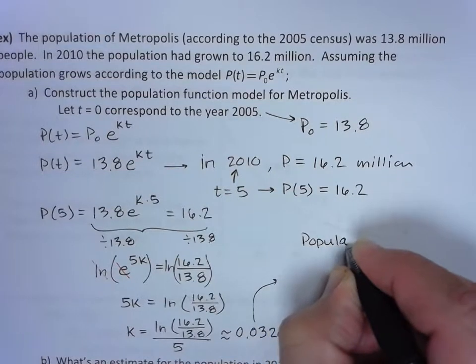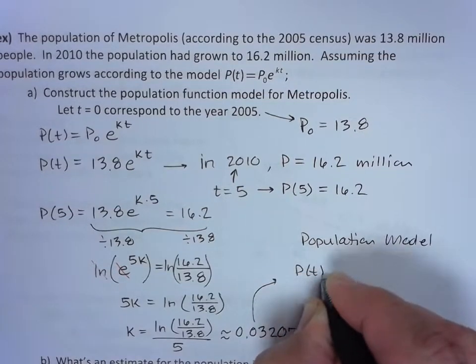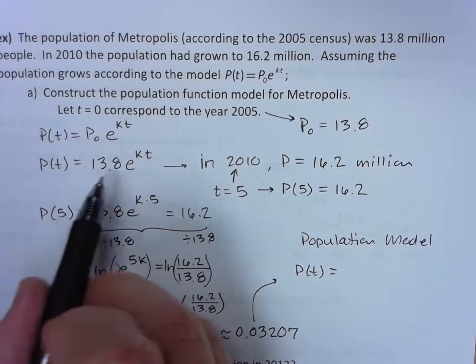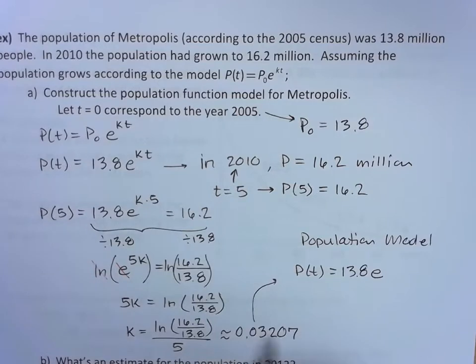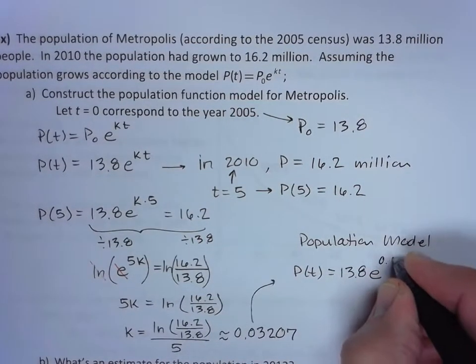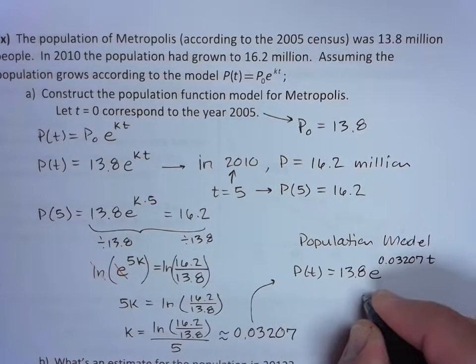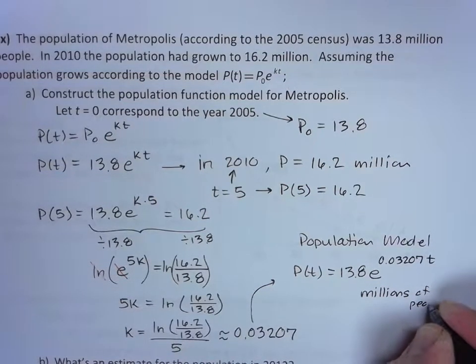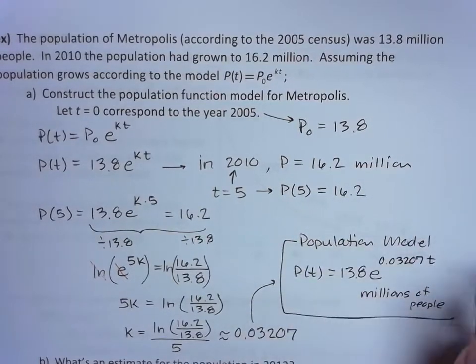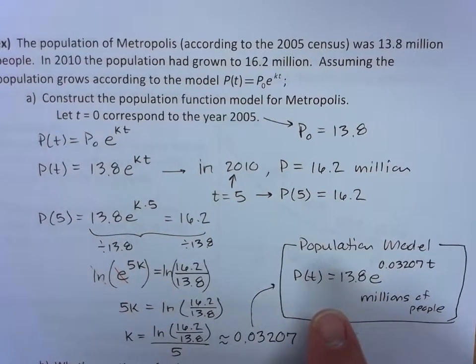Our population model is going to be P of t equals, go back to here, this is what it started off looking like, 13.8 times e to the kt, and now use your approximation of k, and that again is scaled in millions of people, for the units. So now we've got a pretty reliable model that can help us do predictions about the population of Metropolis for times that are pretty close to this time period.